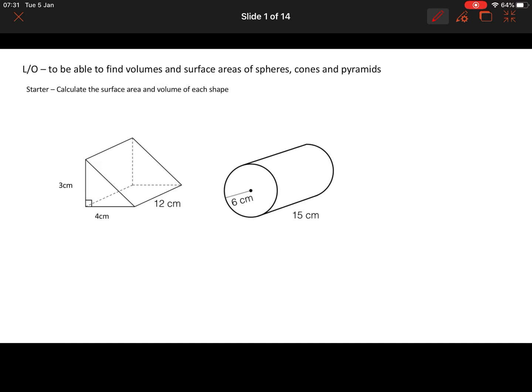So you should know that these are both prisms, okay? And you should also know that the volume of a prism follows the formula cross-sectional area times the length or height or depth of the shape, okay?